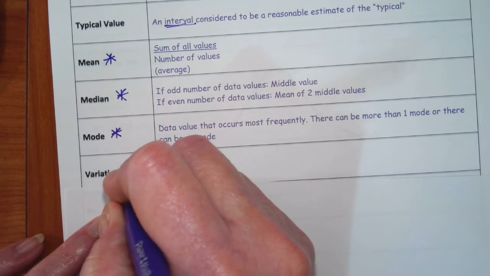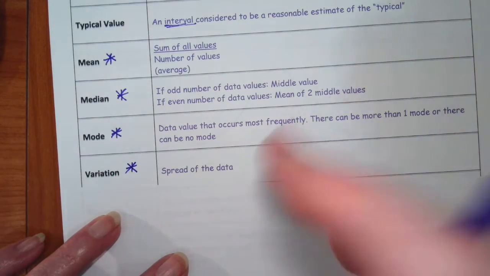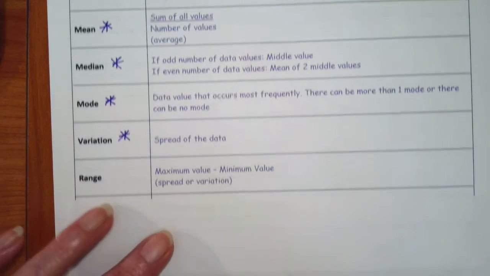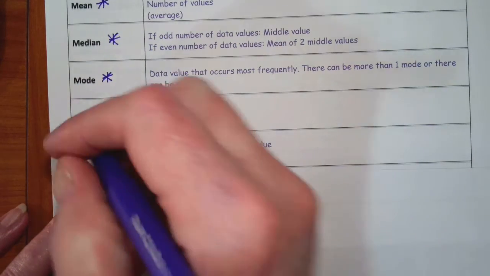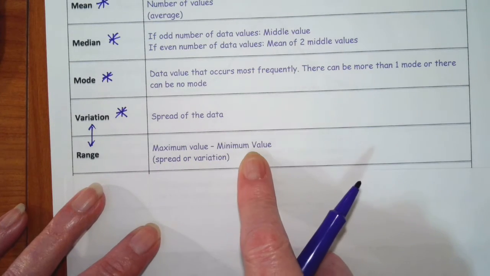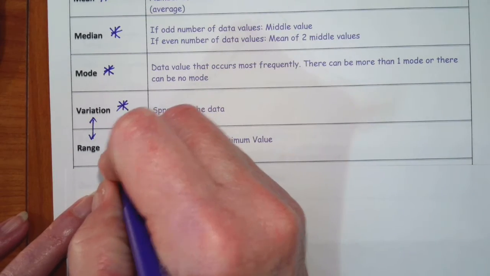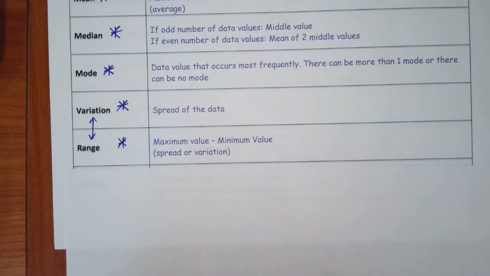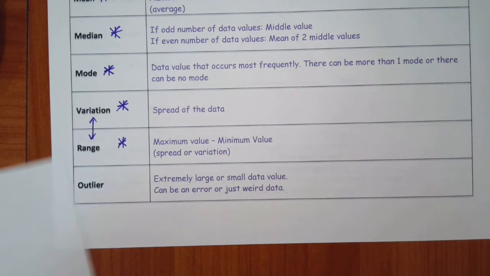Variation is the spread of the data. Does it go from 0 to 10 or 0 to 1,000? That's the spread. The range goes along with the variation. The range is the maximum minus the minimum value. And that tells you the variation. If you're looking at two sets of data, find the range and that will tell you the variation. So 6A, again, is very much like 5A, and it just gave you a bunch of definitions and where to find them on the graphs, where to find them if you're looking at a set of data.